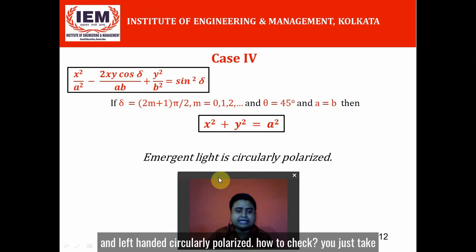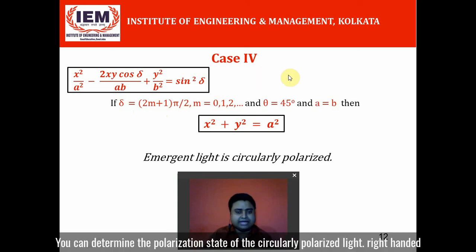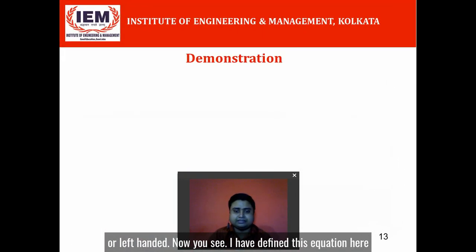How to check? You just take various delta values, pi by 2, 3 pi by 2, 5 pi by 2, like this, and check from where to where this point is moving. From there you can determine the polarization state of the circularly polarized light, whether it is right-handed or left-handed.